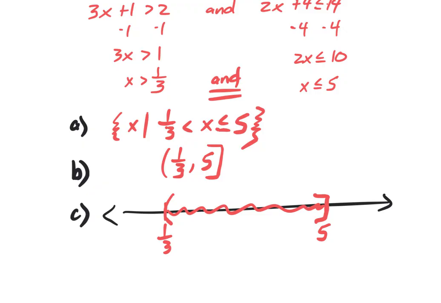Okay, so that is just, the only difference there is we had to solve it a little bit. We had to get x by itself, do a little bit of work to get to the inequalities, and then we were able to do everything else the same. All right, one more and problem.